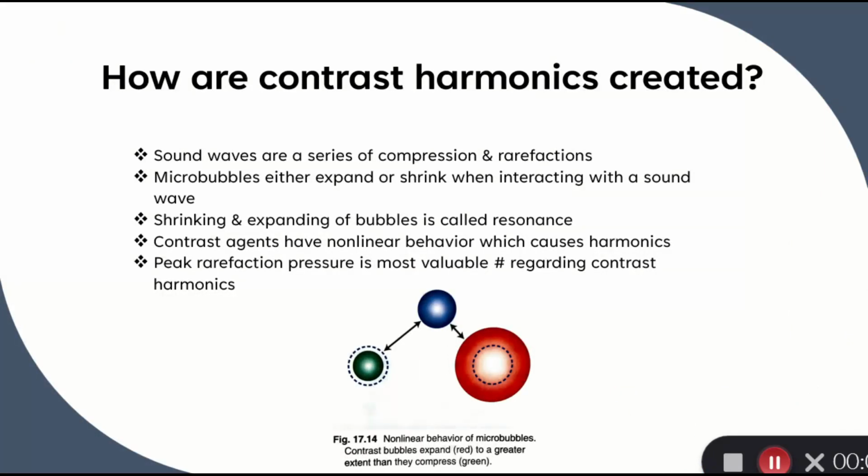How are contrast harmonics created? Sound waves are a series of compressions, which are high pressure, and rarefactions, which are low pressure. When a microbubble is within a sound beam, it either expands or shrinks depending on the type of pressure. If the microbubble interacts with high pressure or compressions of a sound wave, it will shrink. If a microbubble interacts with low pressure or rarefactions from a sound wave, it will expand. This shrinking and expanding is called resonance.